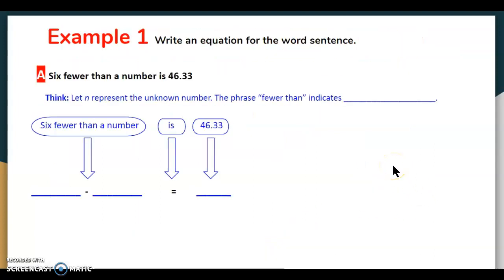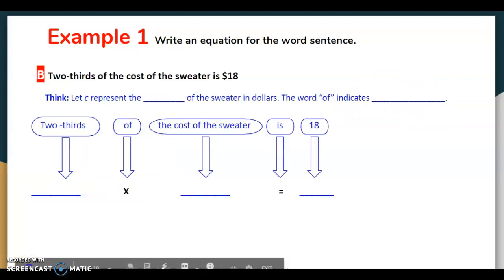Turn the page for example number 1. It says write an equation for the word sentence. The word sentence is 6 fewer than a number is 46 33/100. So they want you to let n represent the unknown number, which would be a number. The phrase fewer than indicates what? Addition, subtraction, multiplication, division.